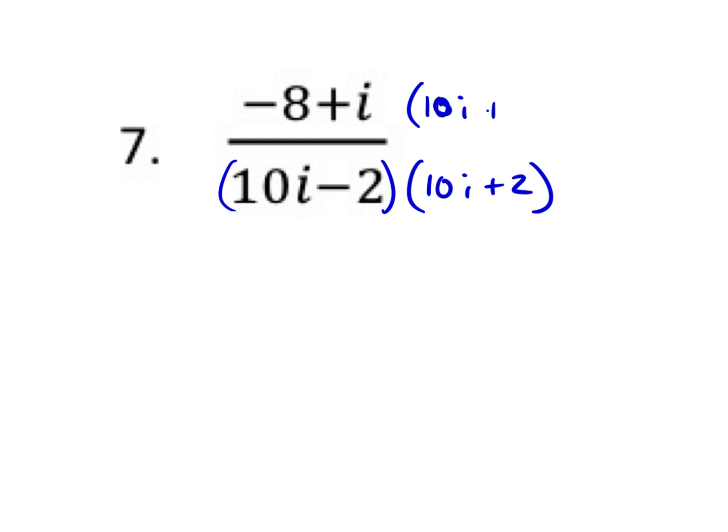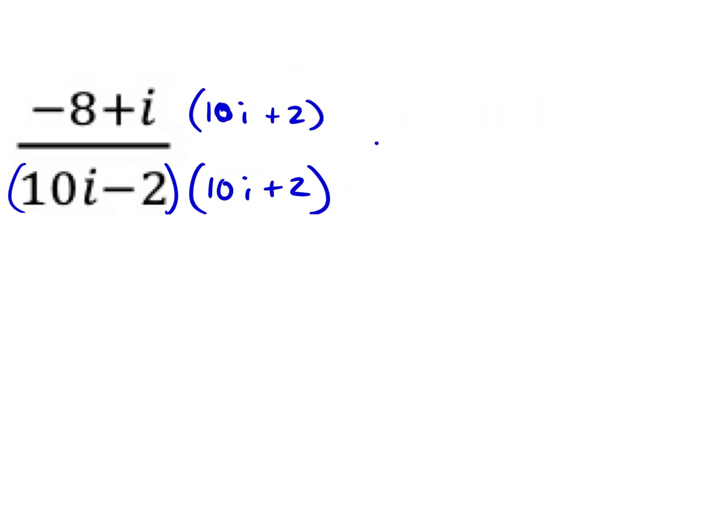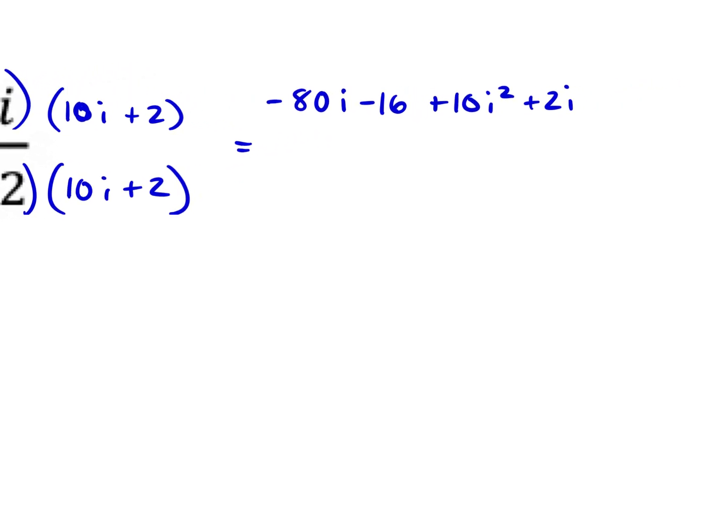So 10i plus 2. I'm going to FOIL at the top. So we get -80i minus 16 plus 10i squared plus i plus 2i. i squared changes to -1, so that makes it a -10. So -16 minus 10 would be -26. And then -80i plus 2i would be -78i.